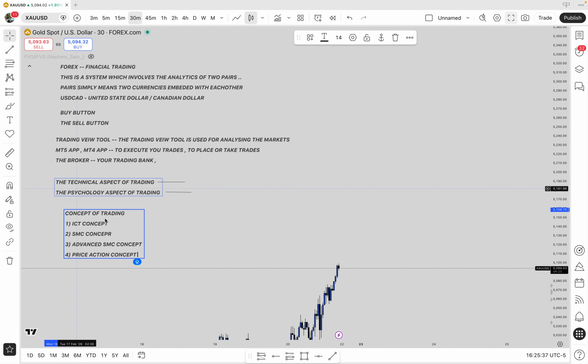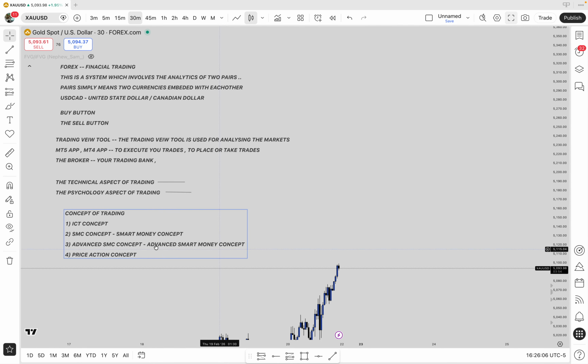Good. Now, what is the meaning of SMC? Let's just see SMC. So this is the full meaning, right? Smart money concept, right? So advanced SMC will be seen as what? Advanced smart money concept. Do you guys get that?